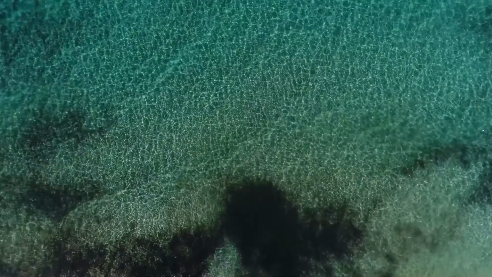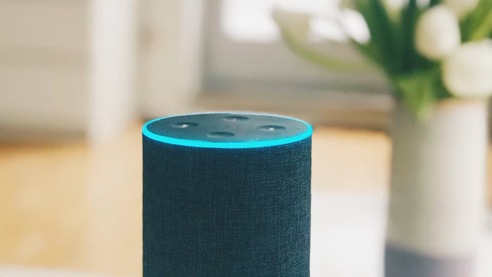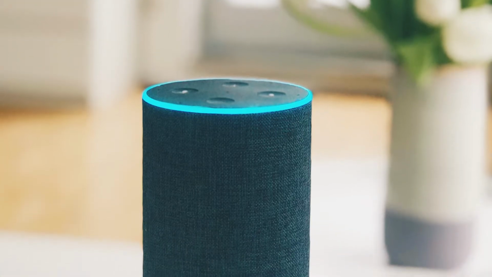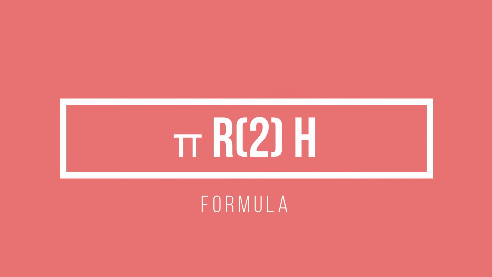Now you are clear with 2D shapes, but what about 3D shapes? No worries. If you want to find the volume of a cylinder, the formula is as easy as snapping your fingers. The formula is pi r squared h, which in simplified terms means pi times radius squared times height, and there you get the volume of a cylinder.